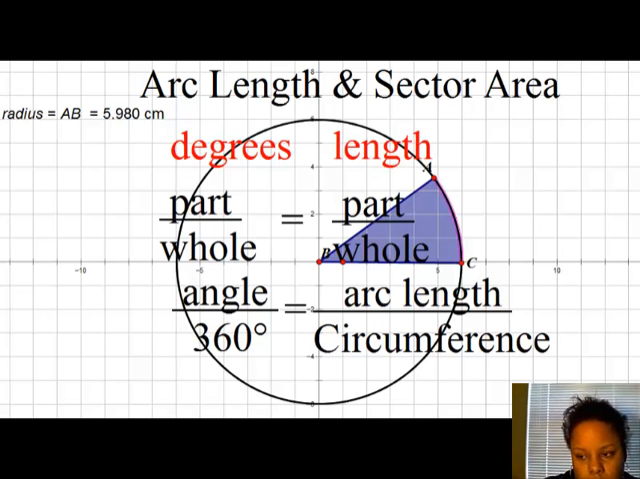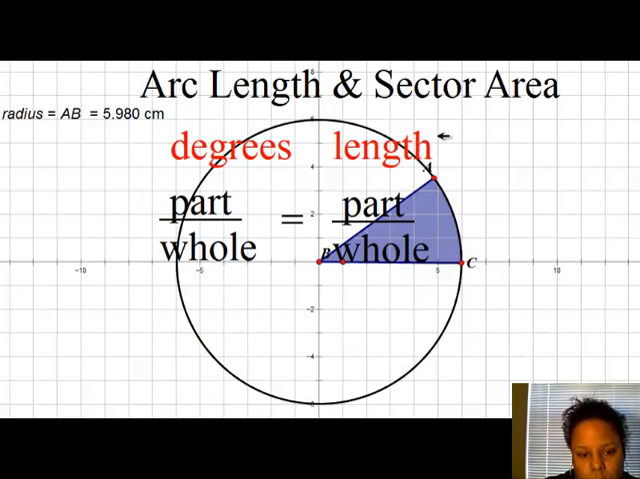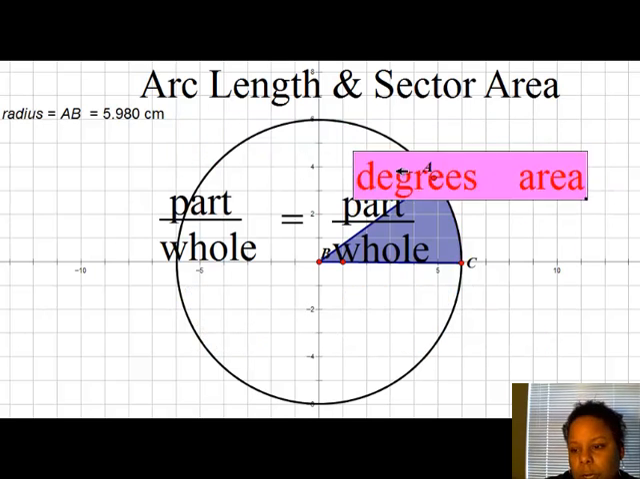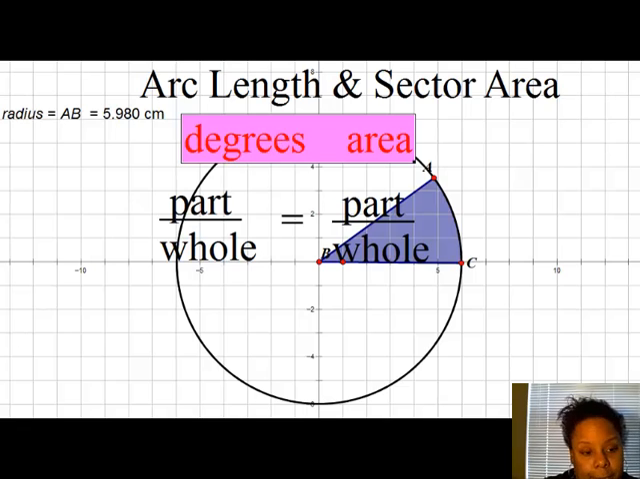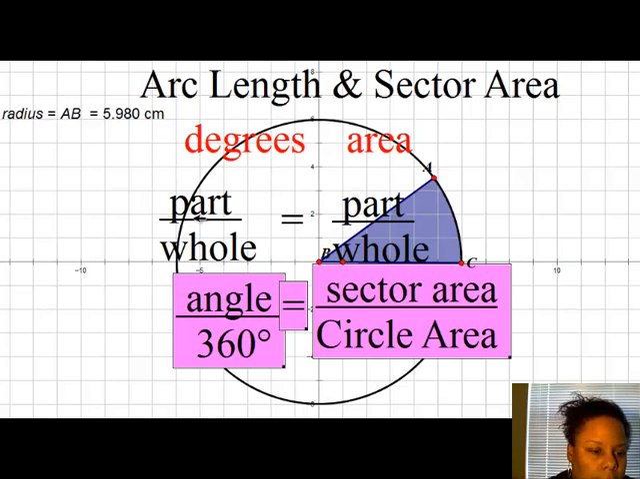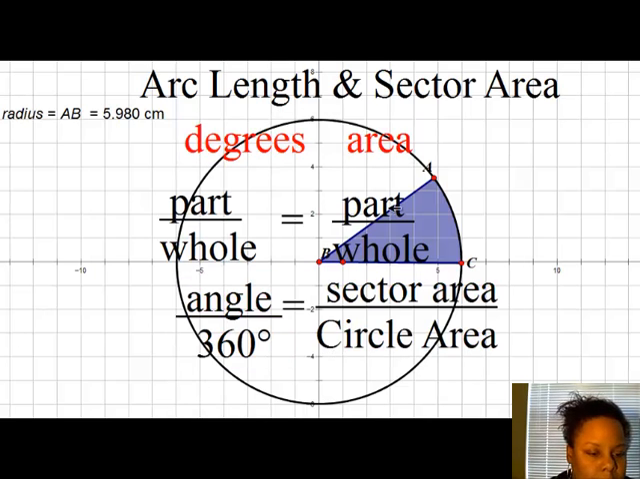We're going to use that exact same situation when we talk about degrees and area. We're going to do the exact same thing, which is part to whole. We're still talking about the angle divided by 360 degrees, but the part now for area is the sector area, and the whole is the circle area. So let's take a look at our notes.